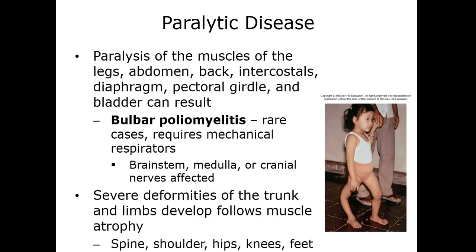So the paralytic disease includes the muscles of the legs, the abdomen, the back, your intercostal muscles, the diaphragm, which controls breathing, your pectoral girdle, and your bladder. And oftentimes there is also a very rare condition known as bulbar poliomyelitis, which can often require a mechanical respirator to keep you alive. Severe deformities of the trunk, and the flaccid paralysis we mentioned, are all common impacts of polio.